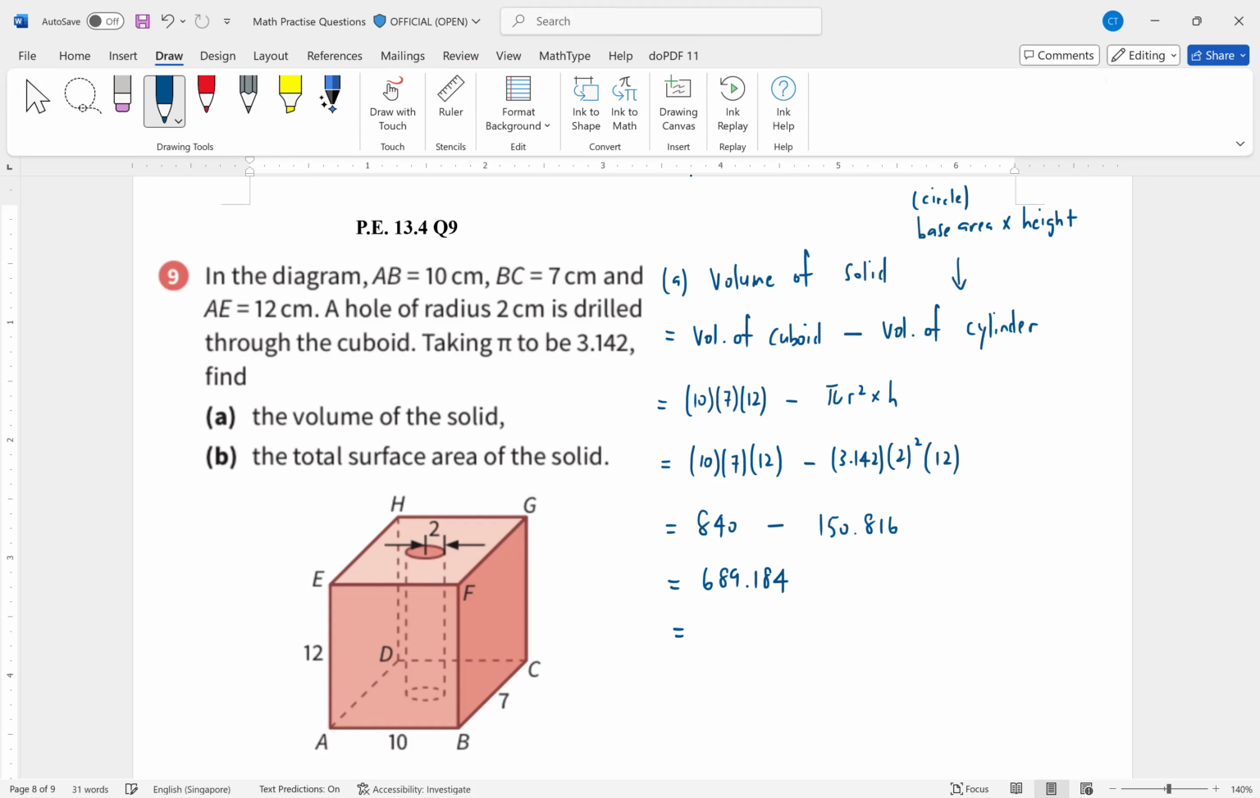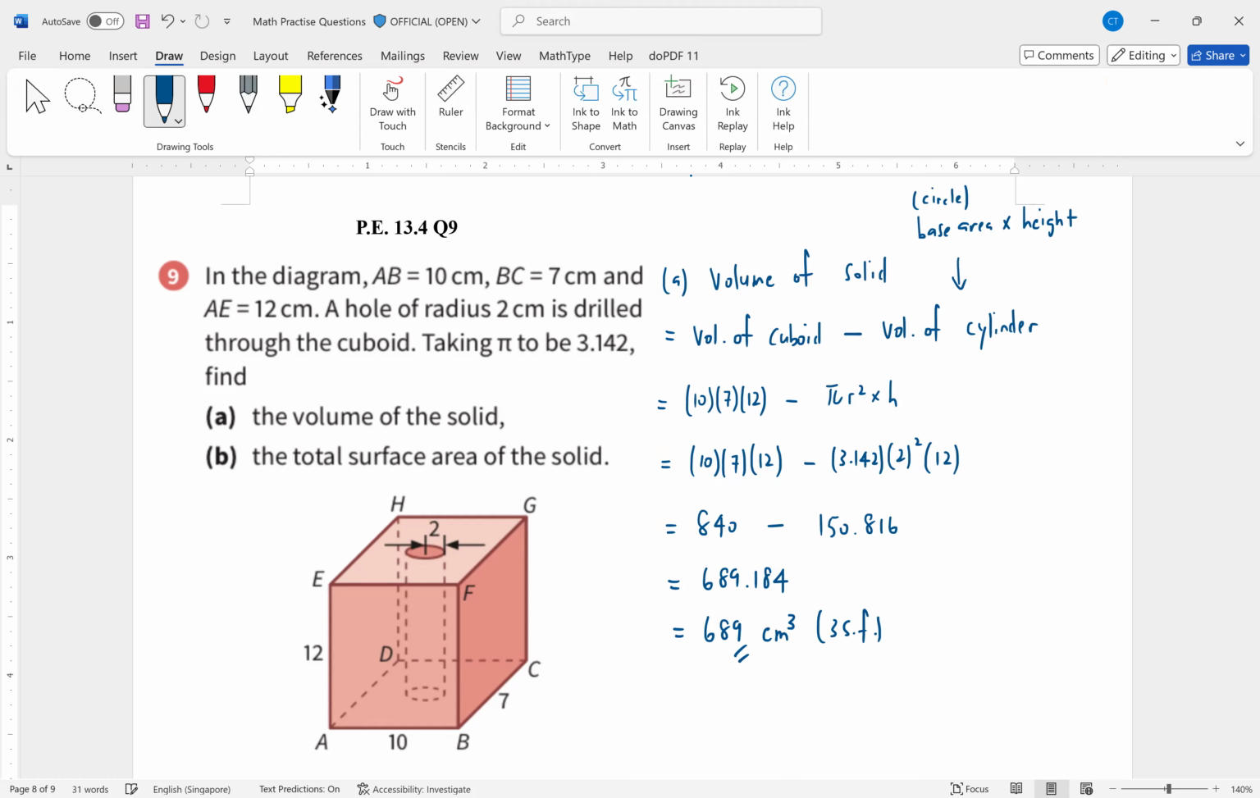We always round off our answer to 3 significant figures. So 689. The digit after is a 1, so the 9 remains as a 9. So 689, and the volume is in cm cubed. So 3 significant figures.